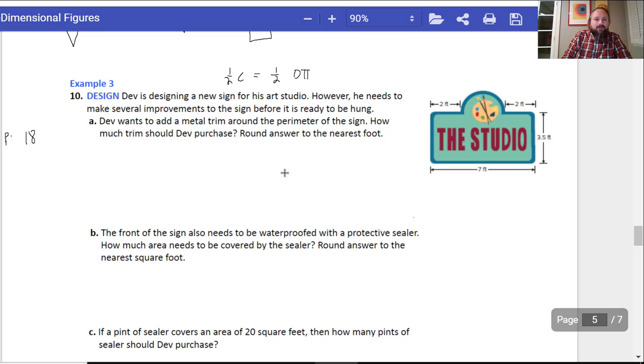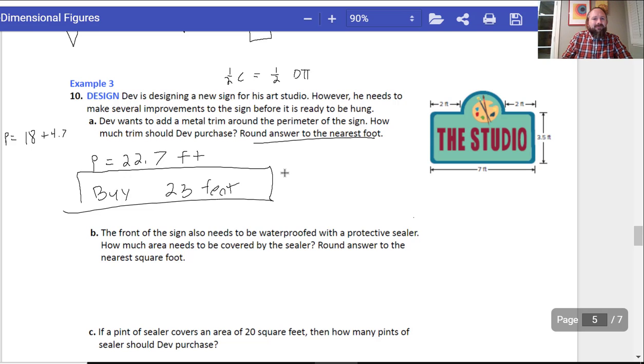So the perimeter is equal to 22.7 centimeters. Or no, not centimeters, feet. Sorry, my fault. Well, round to the nearest foot. 23 feet.